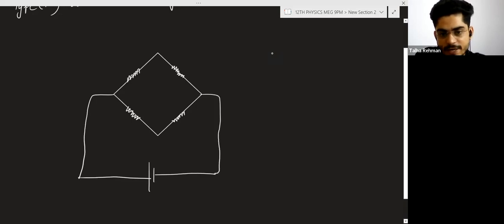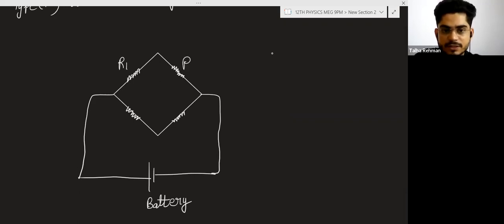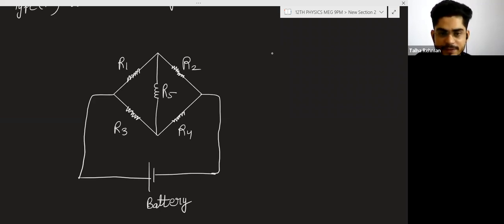And this is a battery here. Suppose this resistance is R1, this resistance is R2, this resistance is R3, this resistance is R4, and from this point, by this wire, we have connected one resistance like this, R5. This combination of resistances is known as the Wheatstone bridge type of combination.